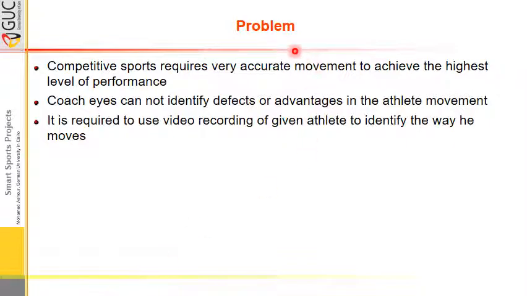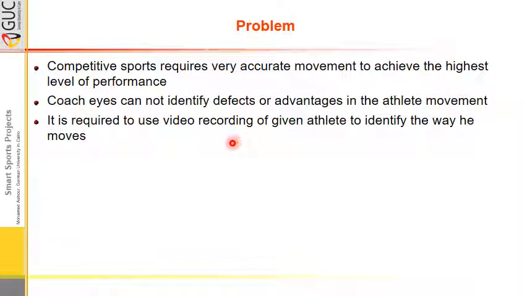What is the problem we are trying to solve? The problem is that competitive sports require very accurate movements to achieve the highest level of performance. This is very important in sports like running, swimming, and so on, where each small move could make a difference in the final timing of the race. The problem is that normal coach eyes cannot identify defects or advantages in the athlete's movement.